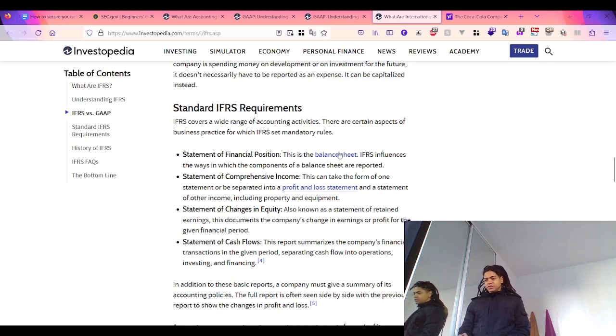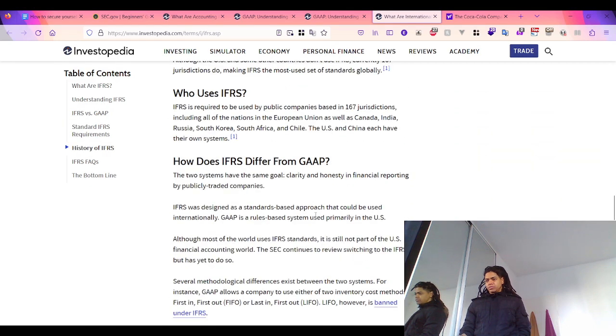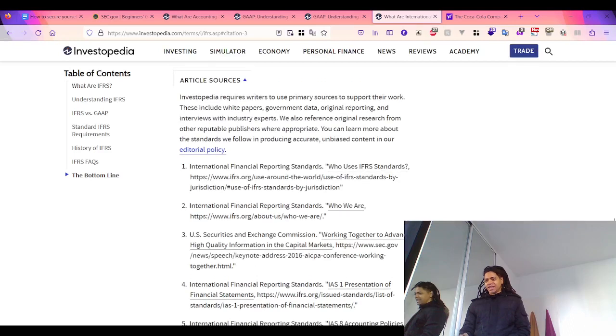This is the balance sheet. Profits and loss statement, or the income statement, comprehensive income, statement of change in equity and cash flow. The US and China each have their own system. You gotta be kidding me.